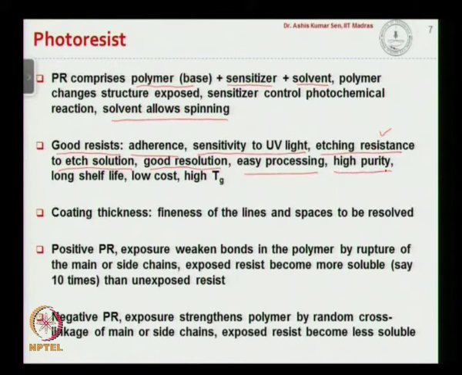The purity needs to be high, the shelf life needs to be high, so you can use it for a longer time, low cost and high glass transition temperature. Okay, so these are the properties of a good photoresist.